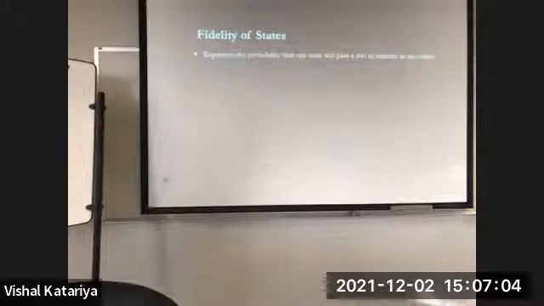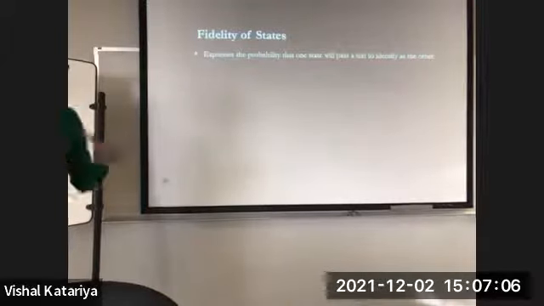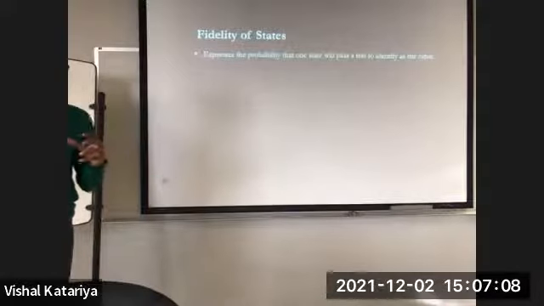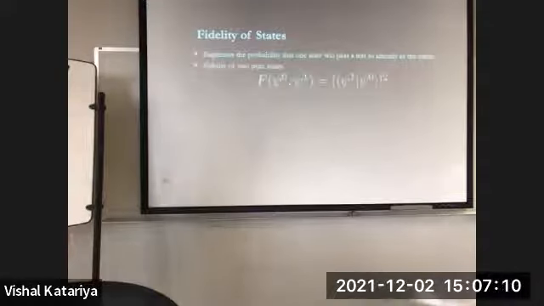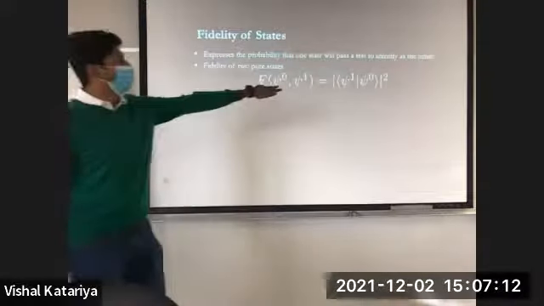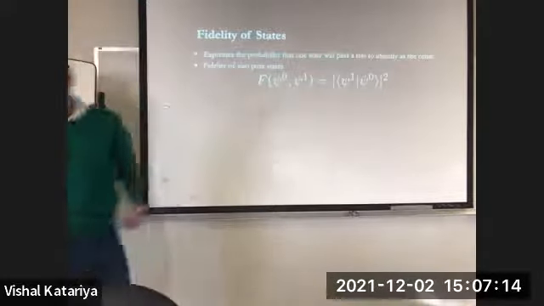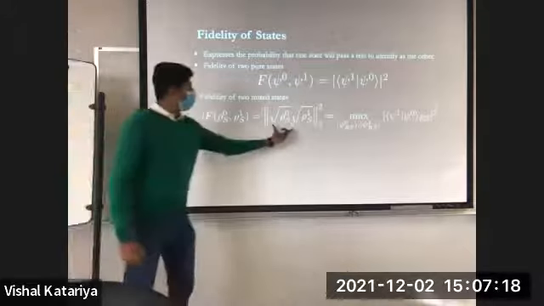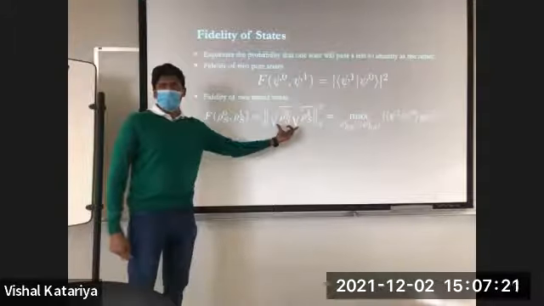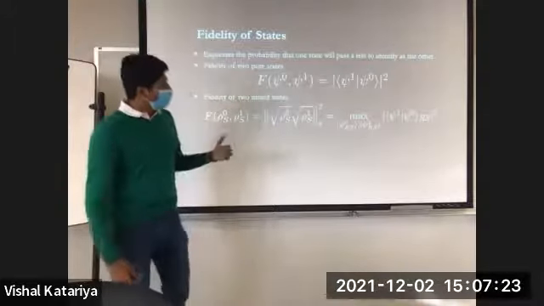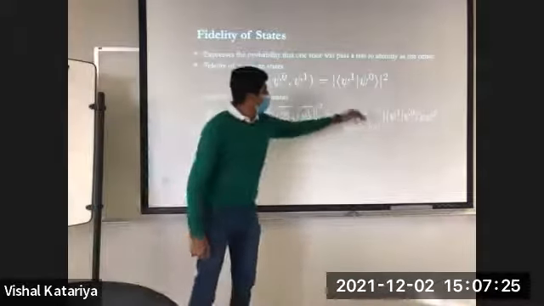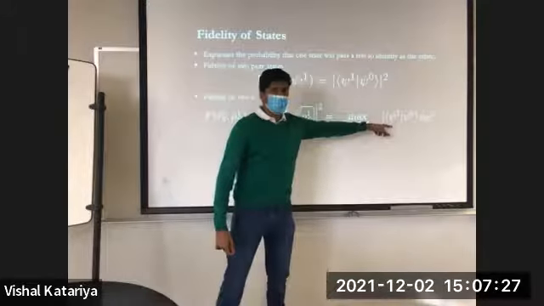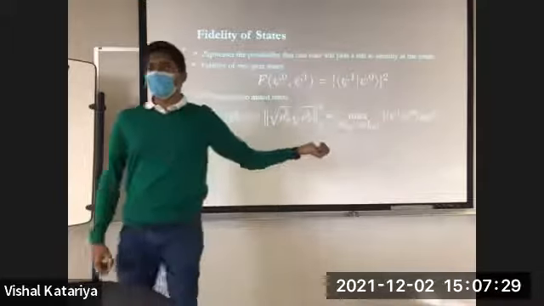The fidelity of states essentially expresses the probability of one being able to pass a test for another. For a pure state, it's essentially the overlap, just the mod square of the overlap. But for two mixed states, this is a well-known form of the fidelity. It can also be written as a maximization over something that looks like the overlap of the purification of the state.